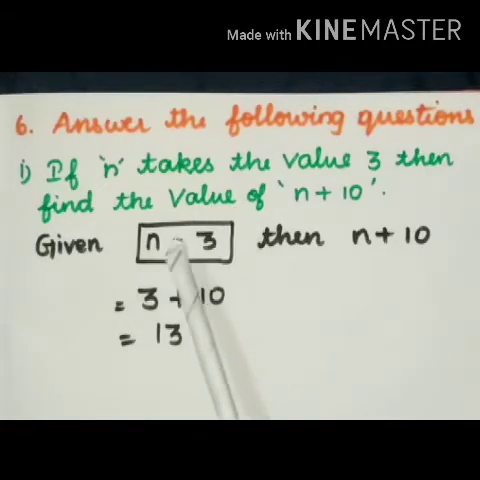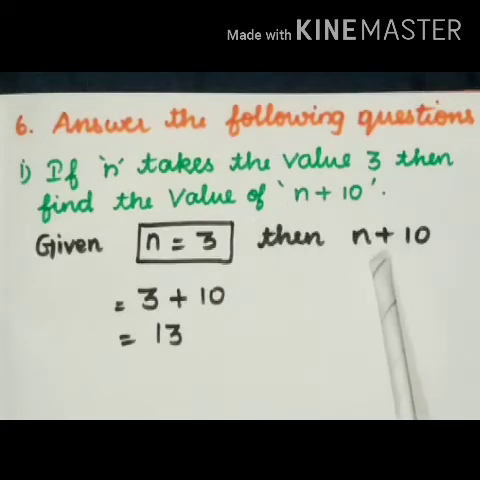See, here the n value is already given, n equal to 3. You have to substitute the n value as 3. That is 3 plus 10 equal to 13.